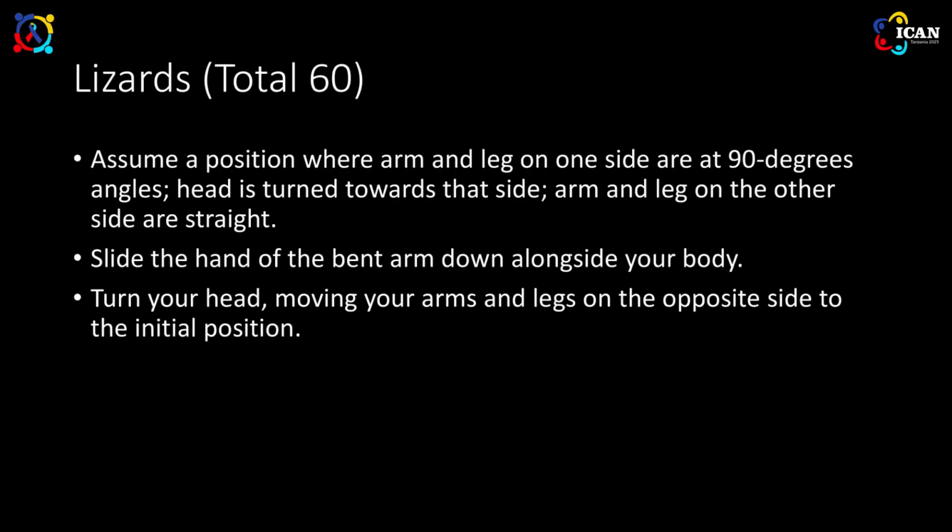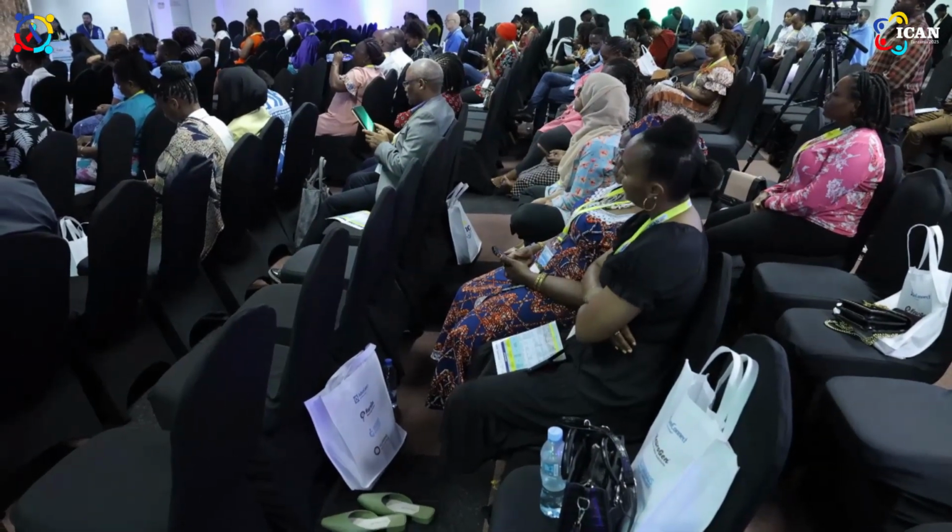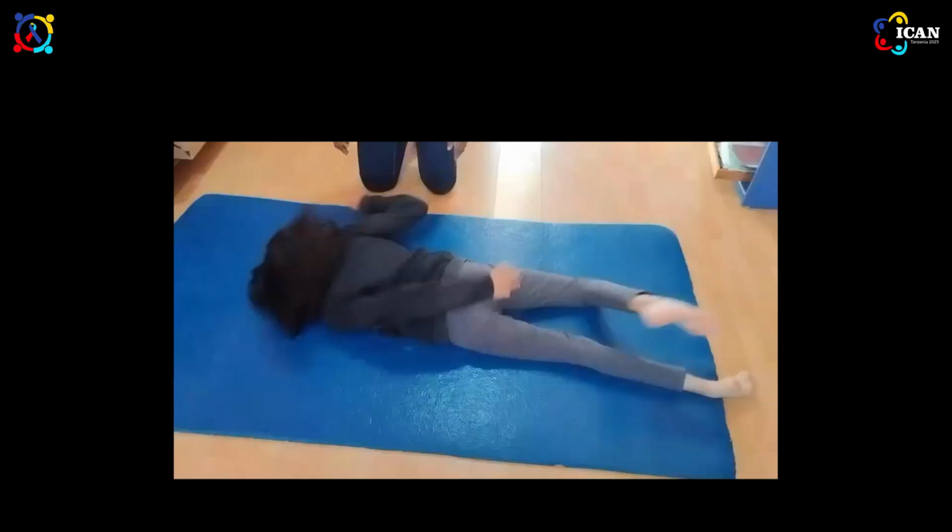The lizard also is in the prone position. Same way as the swords, but this is now in the prone position. So we can see the video. That's the position you assume. Then you do them like that. Yeah, so they usually do 60 of them.